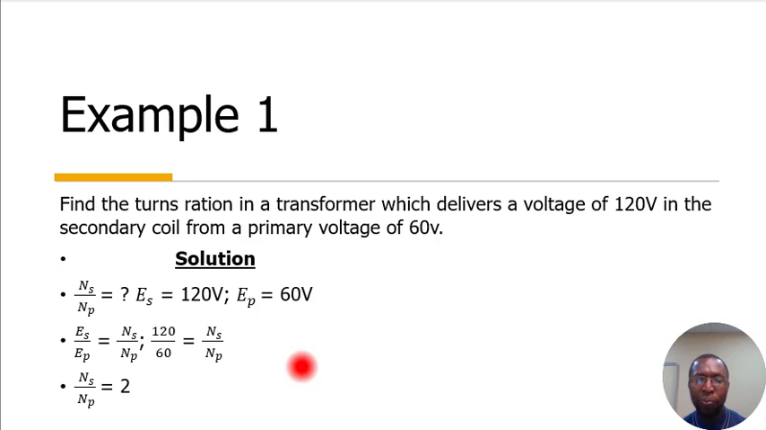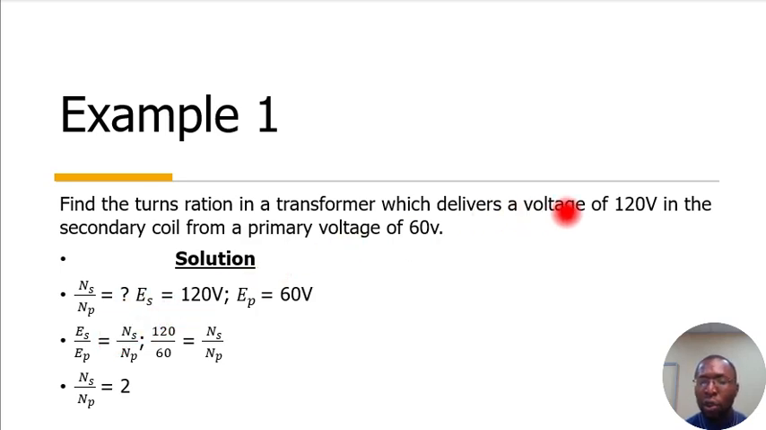Look at this question. It says, find the turns ratio in a transformer which delivers a voltage of 120 volts in the secondary coil from a primary voltage of 60 volts. So in this question, we have to find the turns ratio. The turns ratio is the number of turns in the secondary coil over the number of turns in the primary coil. That's the ratio, so that's the unknown. So Ns over Np is equal to unknown.